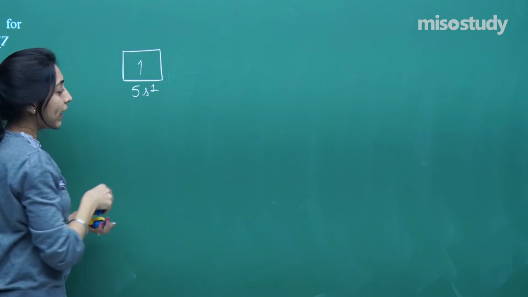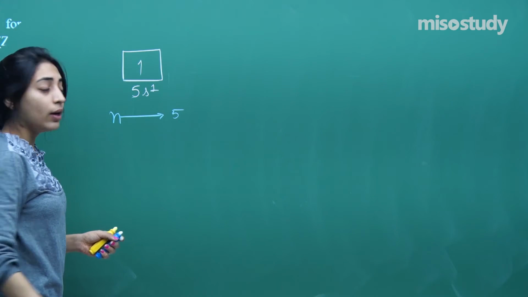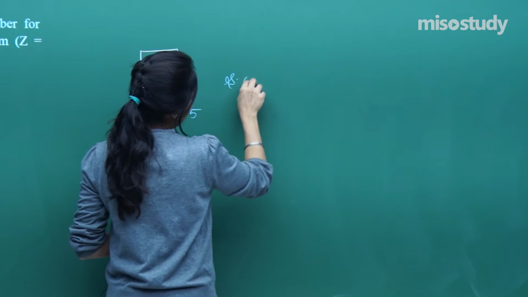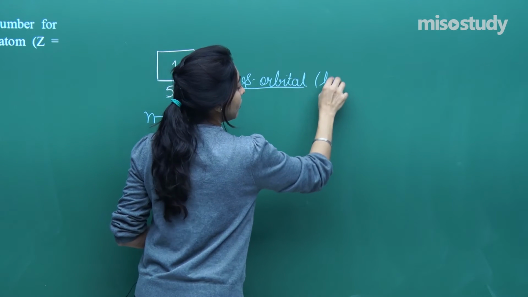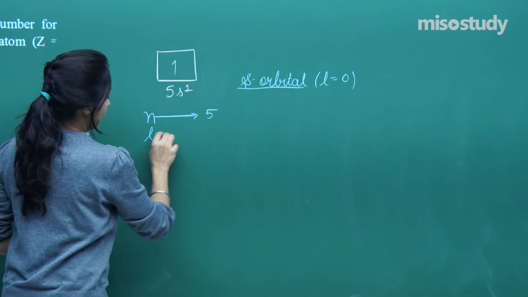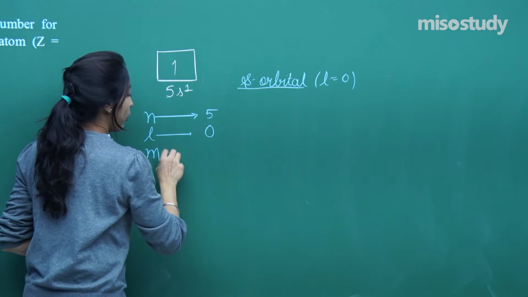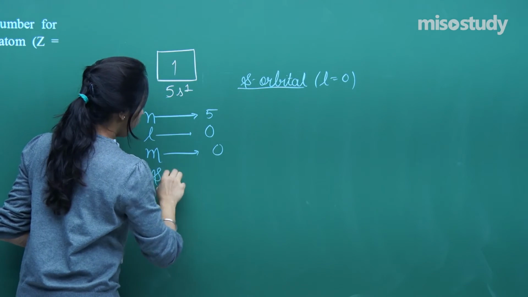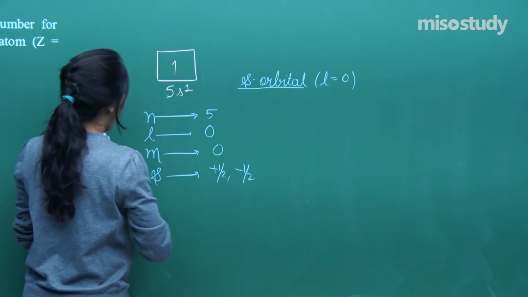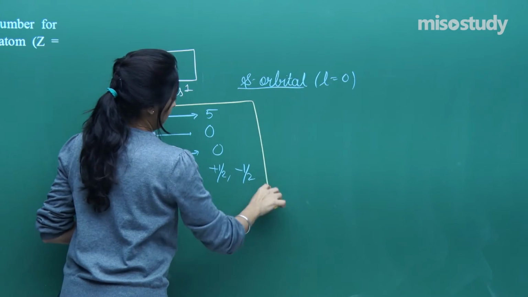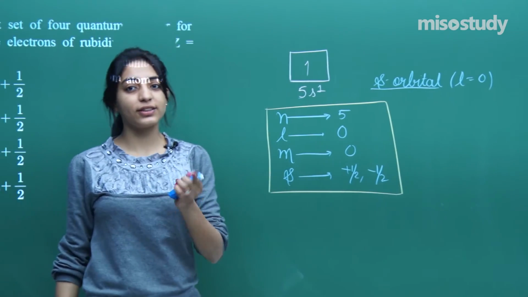So when I am talking about the 5s1 orbital, what should be the value of n? For sure you will say, ma'am, 5, right? Since it is an s orbital, the value of L will be 0. If the value of L is 0, the value of M will also be 0, and the value of S can be either plus half or minus half. So these are the values that I'll be getting: 5, 0, 0, plus half or 5, 0, 0, minus half.